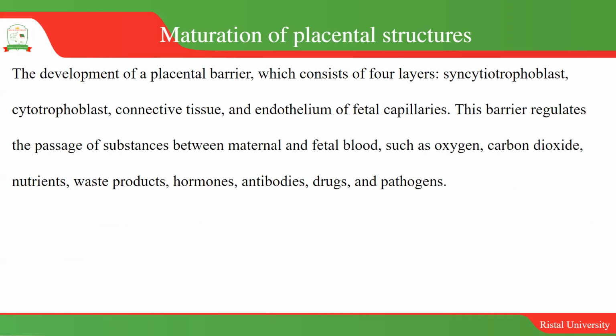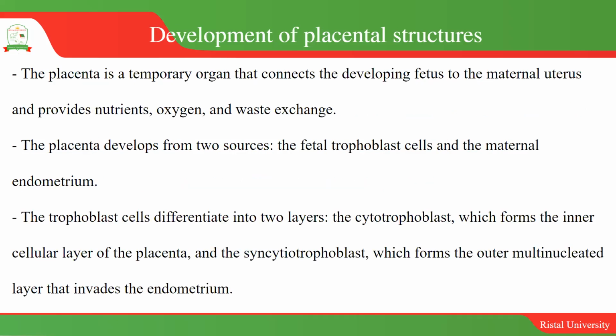We also talk about the placenta as a barrier. That means it prevents the diffusion of toxic material or chemicals or substances to the fetus. So this barrier is formed by the syncytial trophoblasts, cytotrophoblasts, connective tissue, and endothelium of the fetal vessels. Okay.